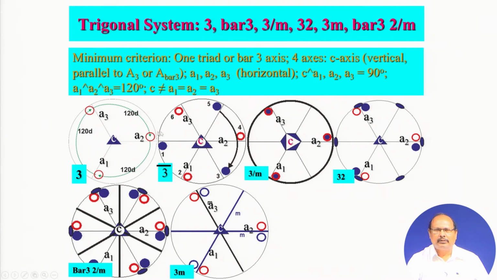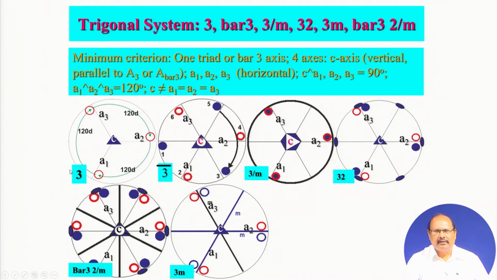And I have drawn these projections for all the different crystal classes under this trigonal system, and in each case I have marked the position of the A1, A2 and A3 axes and also the C crystallographic axis. I will show this orientation of the axes with a few examples here. Let us start with this very simple crystal class, which is 3.